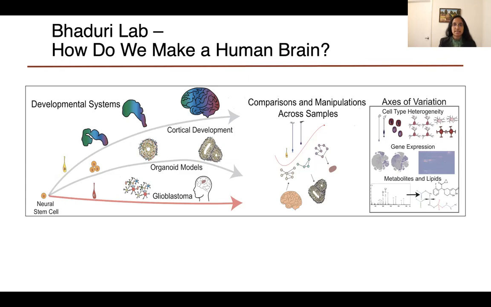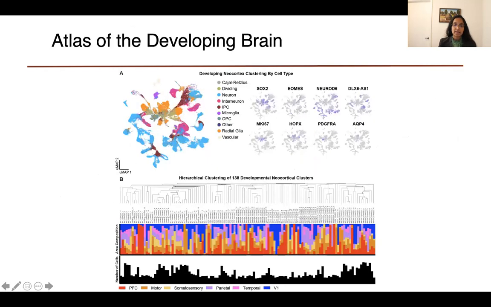For two example rotation projects, I'd like to first introduce you to some of the data sets that I have made as a postdoc, where I have been leading an initiative as part of the Brain Initiative to create an atlas of the developing brain. And as you can see here, using single-cell RNA sequencing, we've identified a number of single-cell populations that comprise the cortex. And if we look at them across the entire cortex, we see that some of these populations are area-specific.